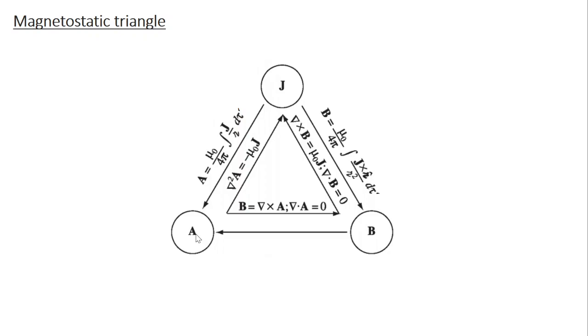Similarly, you have an integral equation connecting A and J, A equal to mu naught over 4 pi integral J over R d tau prime. Similarly, a differential equation which is del square A equal to minus mu naught J. Similarly, you have the relation between magnetic field B and magnetic potential A, which is B equal to curl of A. So this is the summary of the magnetostatics we have learned so far. That's for today. In tomorrow's class, we will discuss magnetostatic boundary conditions.